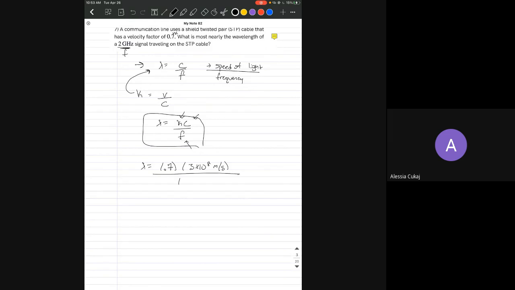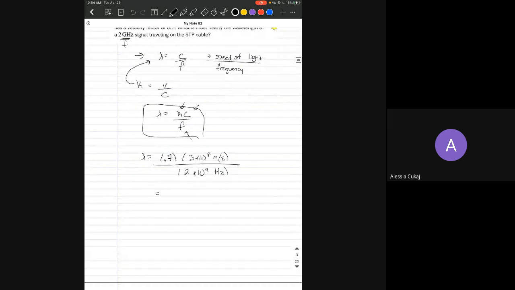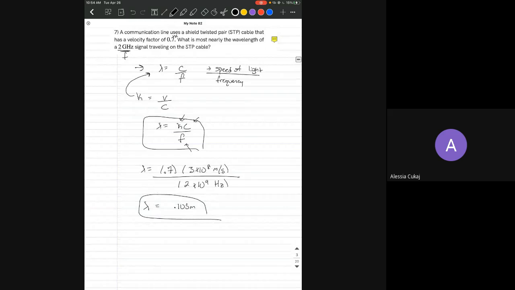Over 2 gigahertz, so it's going to be times 10 to the 9th hertz, my apologies. Once you plug that into the calculator, you should get 0.105 meters. And that's the wavelength traveling at a 0.7 velocity factor with a frequency of 2 gigahertz.